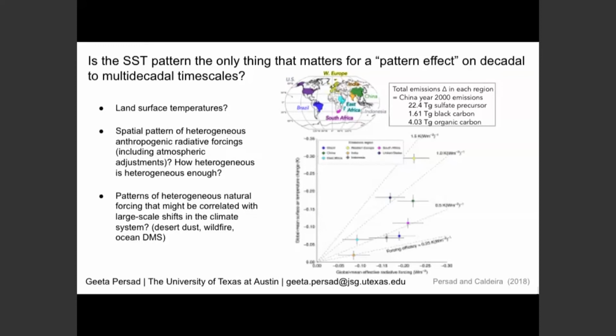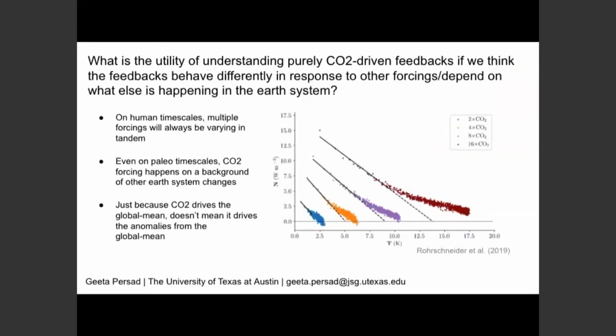So what are these other time evolving spatial patterns in the climate system that could contribute to the time evolution of the feedback parameter? And then if we can go to the next slide, this is really my devil's advocate question. And this is something that I've thought about since PhD days at GFDL. Sort of what is the utility of understanding the purely CO2 driven feedbacks? What is the utility of a 2x CO2, 4x CO2 sort of framework? What is the utility of equilibrium climate sensitivity at all, right?